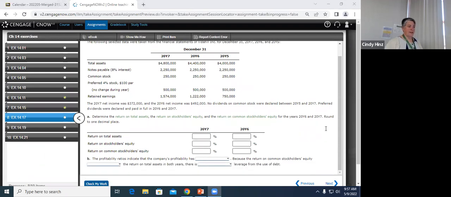The following selected data were taken from the financial statements of VitaHill Incorporated, and they're for 3 years running. So we have total assets, notes payable, common stock, preferred stock, and retained earnings. We're then given the income for each of the most recent 2 years. We're told there were no dividends on the common stock in those 3 years, but that they had declared and paid the dividend in full for the preferred stock.